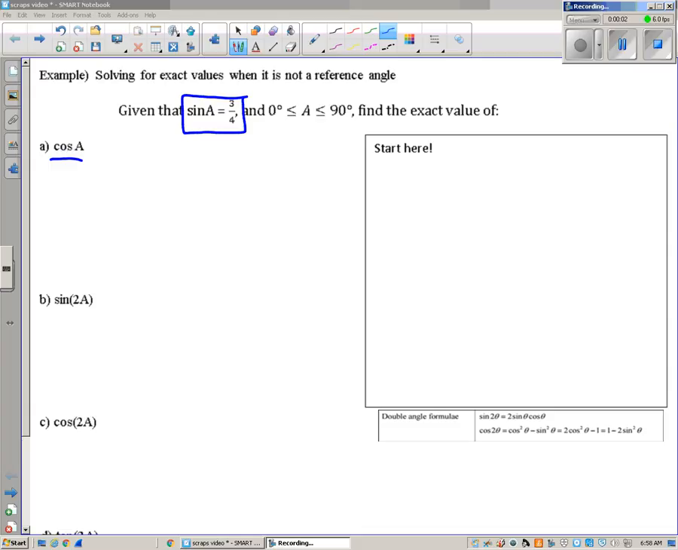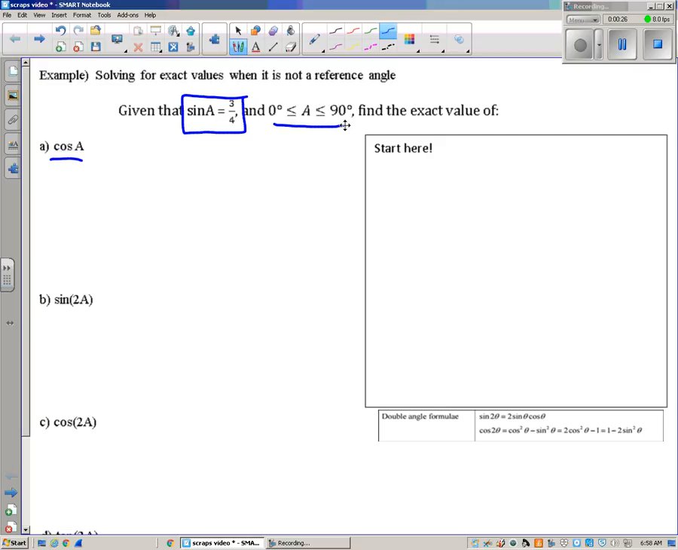In this video, I'm going to show you how to do two of the problems from your homework video tonight. You'll notice that these problems are a little bit different because we're solving for exact values when a reference angle is not given to us or not implied. So in this problem, we're given that the sine of A is equal to 3 over 4 in quadrant 1 only, as you could see in our restricted domain. And they want us to find the exact value of these various different trig functions.